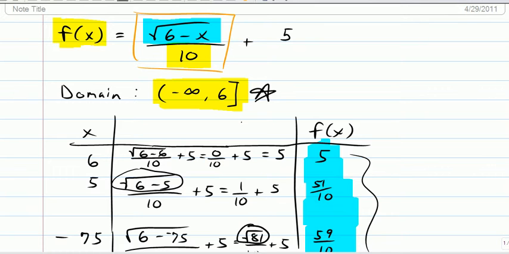If you consider what's in that orange box, that fraction there, what can it be? Can that fraction be 0? Yep. Can that fraction be anything negative? No. Here's why. Just think about the square root of 6 minus x. That's up here.